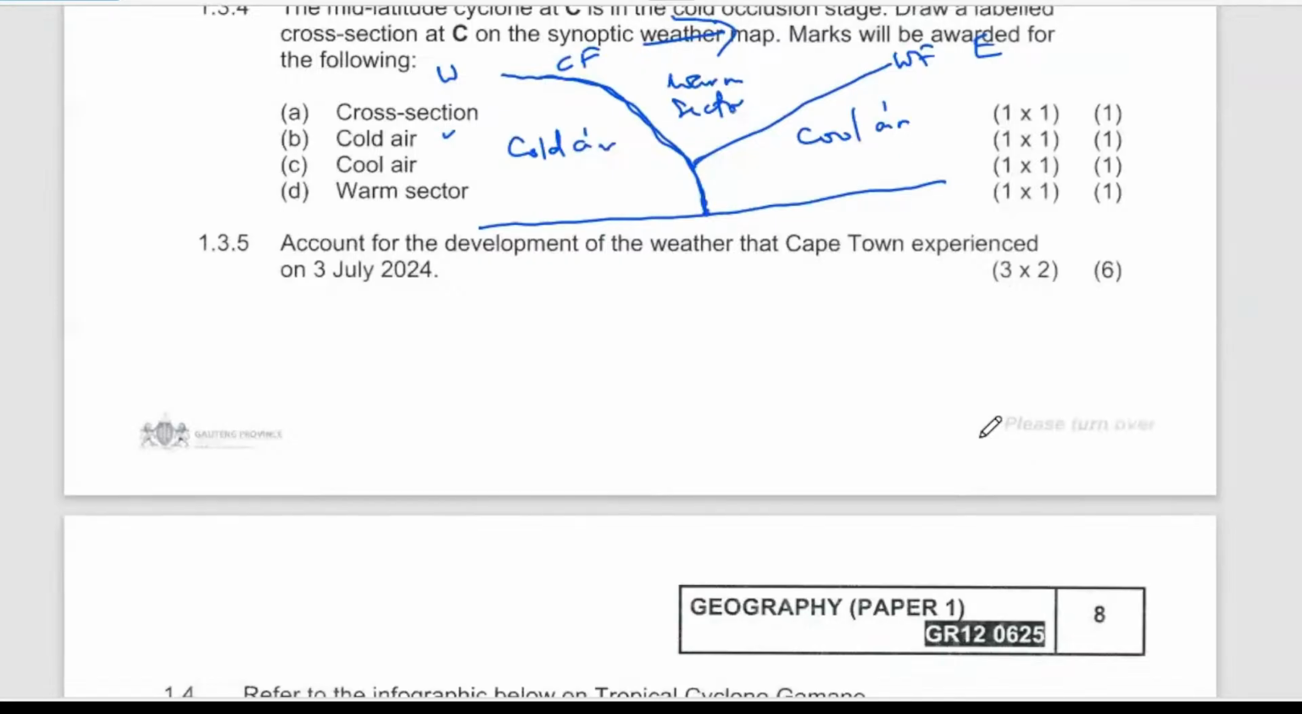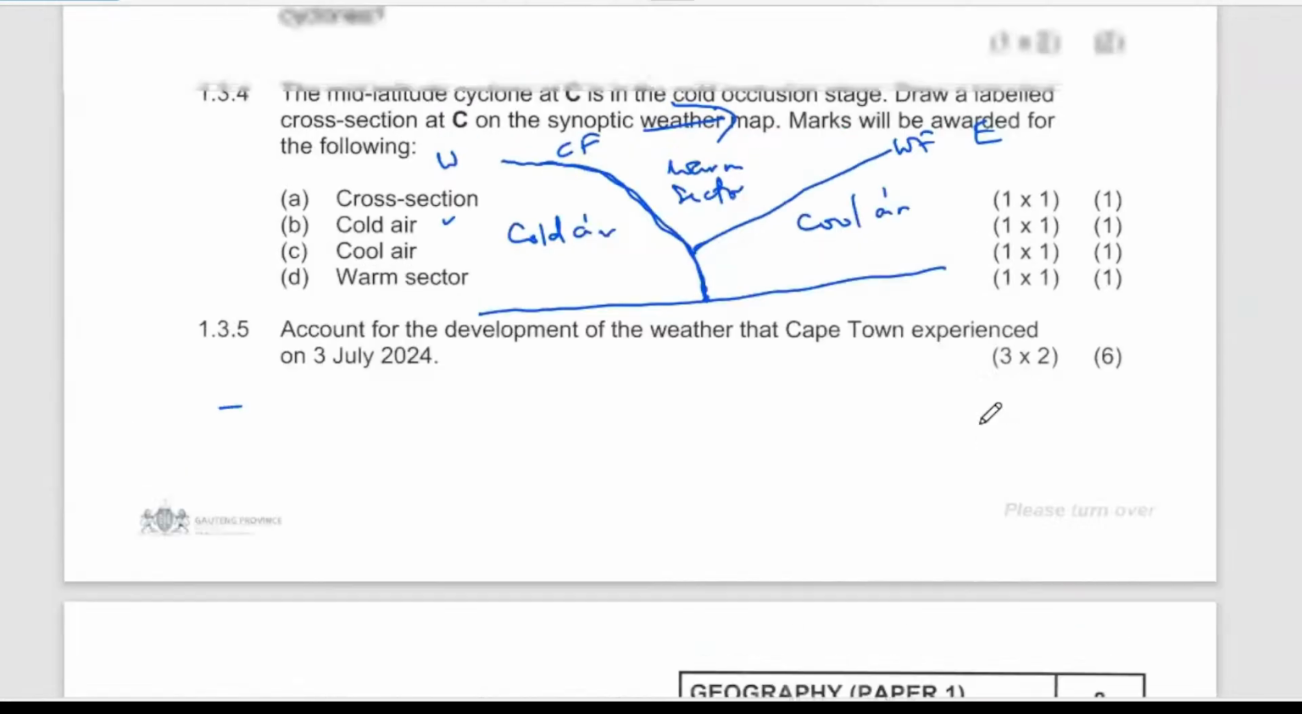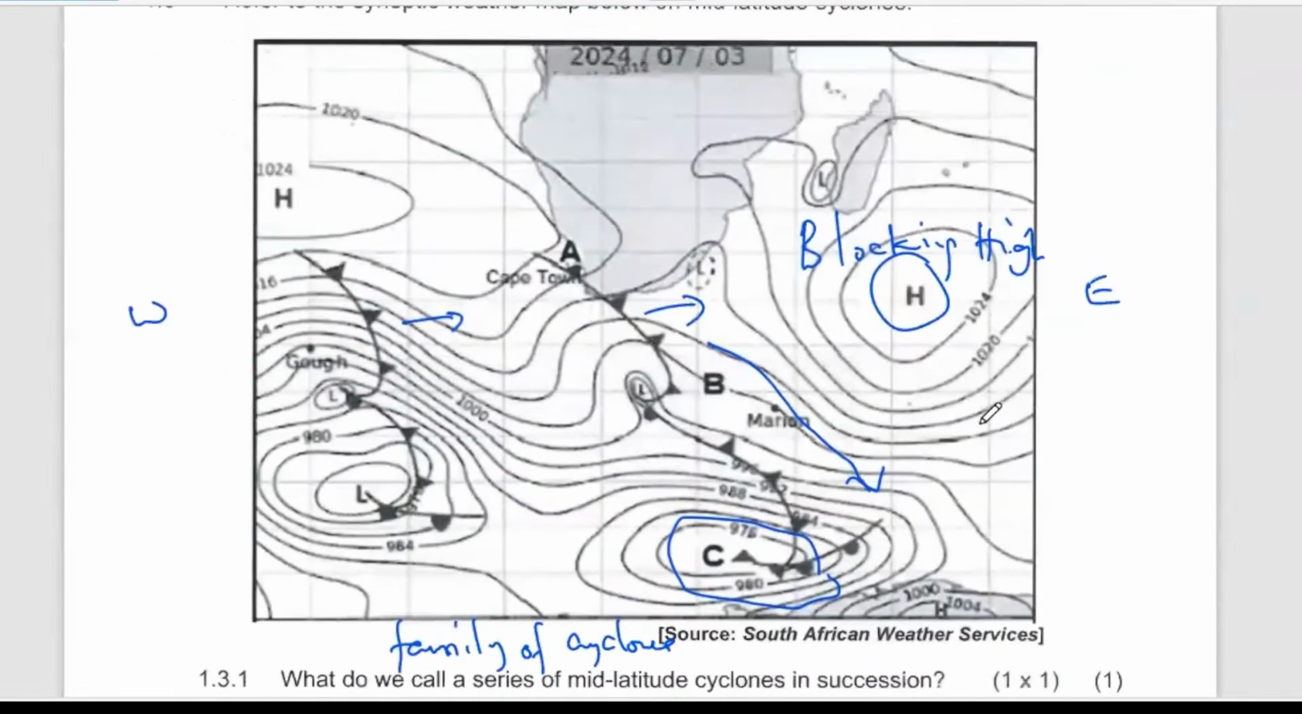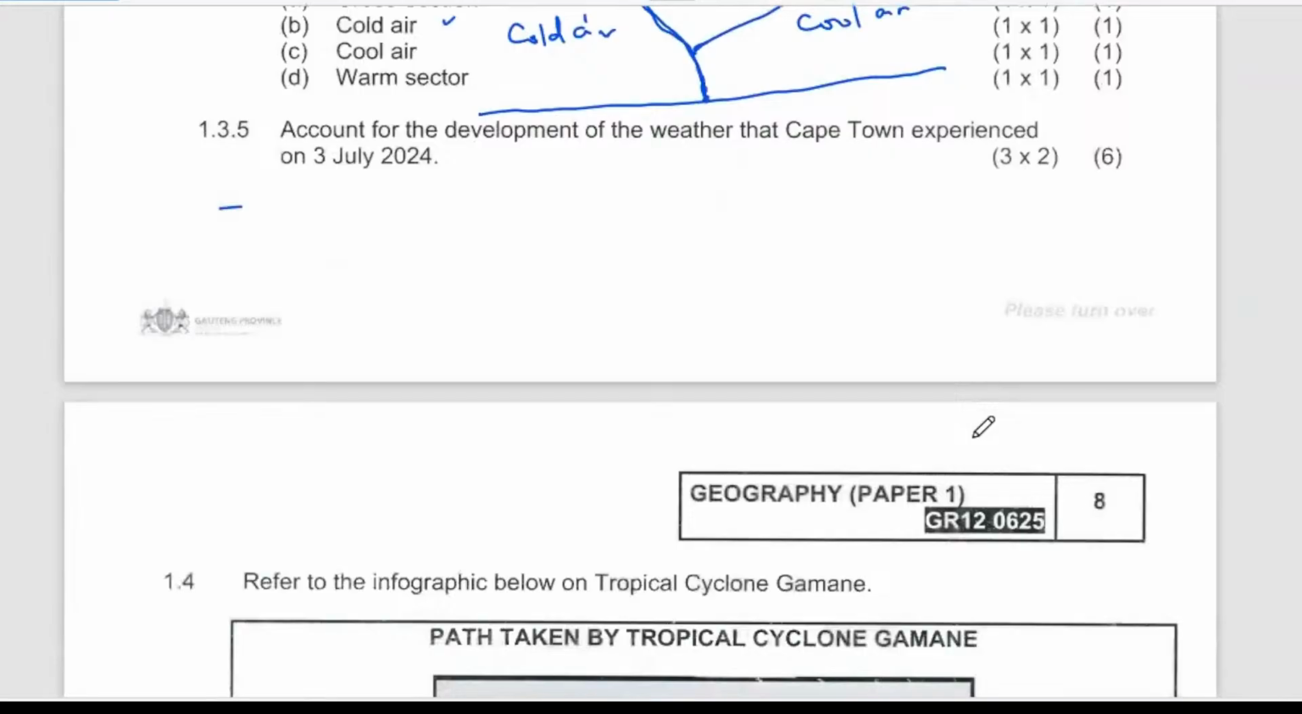Account for the development of the weather at Cape Town experienced on 3 July. Right, on 3 July, we're experiencing the landfall of this mid-latitude cyclone. How is it going to affect the weather? The question says account for the development of the weather at Cape Town, which means we must give reasons for the different weather developments that are going to happen at Cape Town.